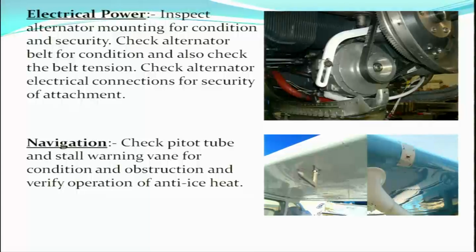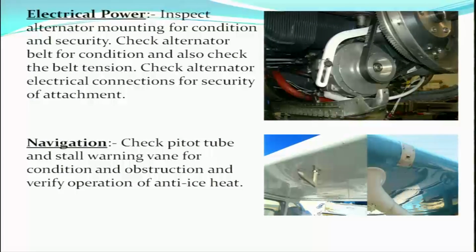Then coming to navigation, we have to check the pitot tube and stall warning vane for condition and obstruction, and verify operation of anti-ice heat. The pitot tube and the stall warning vane have to be checked. This is the pitot tube. Basically this is for flight instruments. With the help of this pitot tube, and there is a static hole, with the help of the pitot and the static pressure, we operate three instruments: altimeter, airspeed indicator and vertical speed indicator.